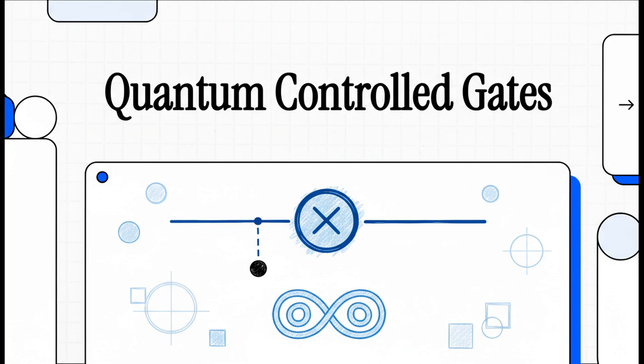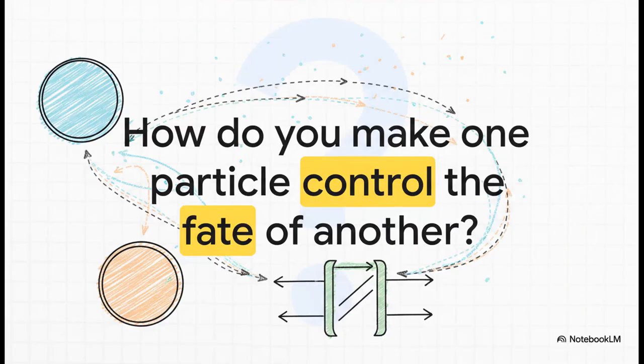Well, that's the secret we're unlocking today as we look at the real engine of the quantum world, the controlled gate. So this is really the core puzzle we're tackling. How do you make one tiny quantum particle dictate the actions of another one? How do you build a relationship between them that classical computers can't even dream of? The answer isn't just some piece of hardware. It's the absolute key to unleashing quantum power.